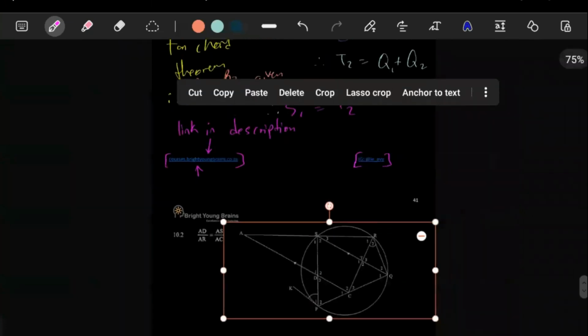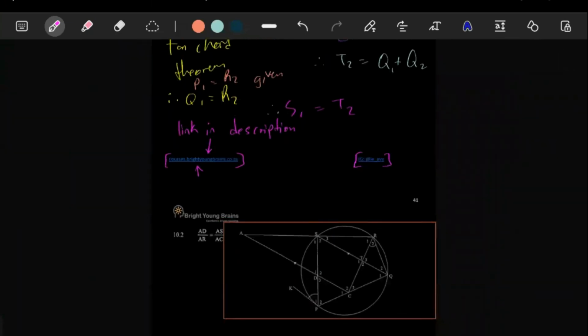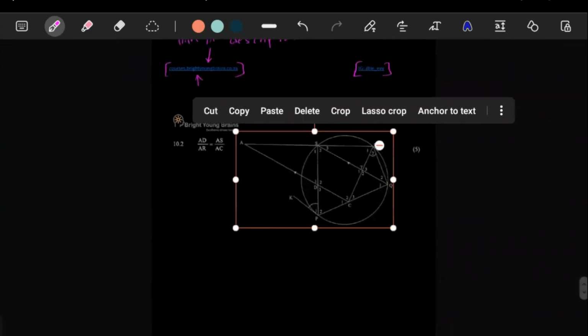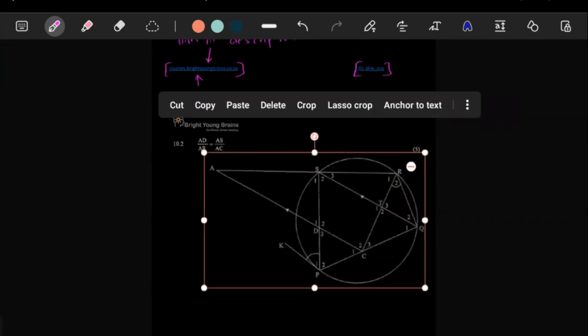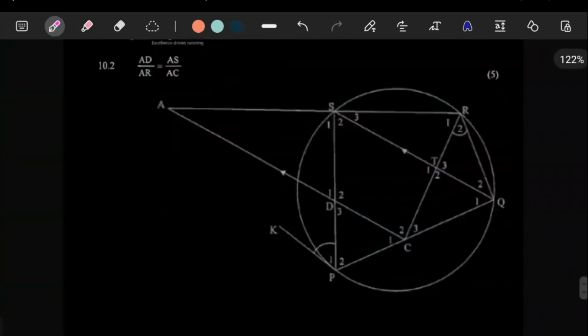Ah, thank you. So, anyways, we have our sketch here. We have to be careful what it is that they're going to ask us. So let's see. There's AD. Where is AD? It will be AD. Oh, it's from here to there. And then you have AR. AR is from here to there. And then AS. AS is from there to there. Okay. Then you have AC. AC is from there all the way to there.